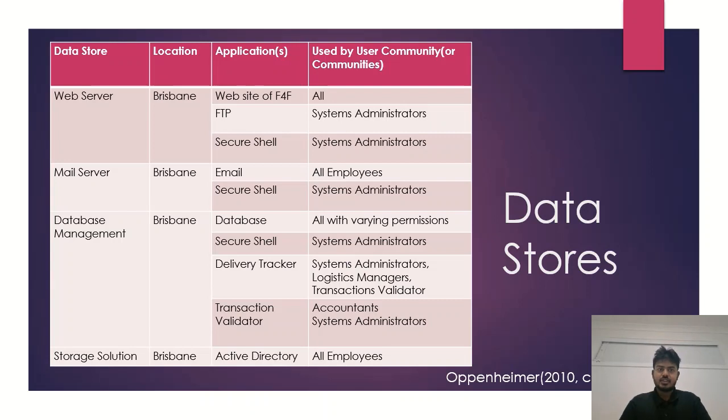Next, mail server. The applications are email and secure shell. Email is used by all the employees, and secure shell is used only by system administrators. Database management. The application is the database, and it varies based on permissions. Secure shell is used only by system administrators. Delivery tracker is used by system administrators, logistics managers, and transaction validators. Transaction validator is used by accountants and system administrators. Storage solution. The application is Active Directory, used by all the employees.